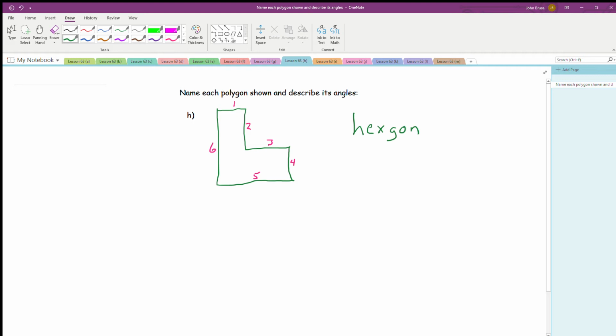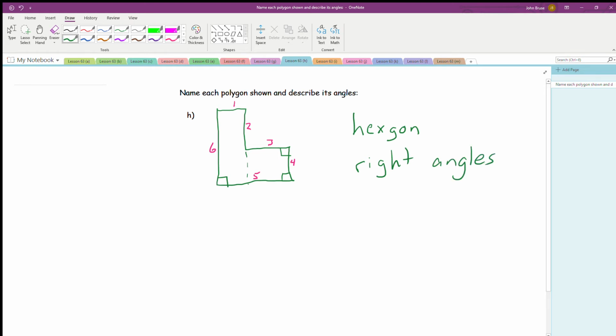And it says to name its angles. Well, this hexagon is made up of 2 rectangles. And rectangles, we know, have right angles. So these are right angles.